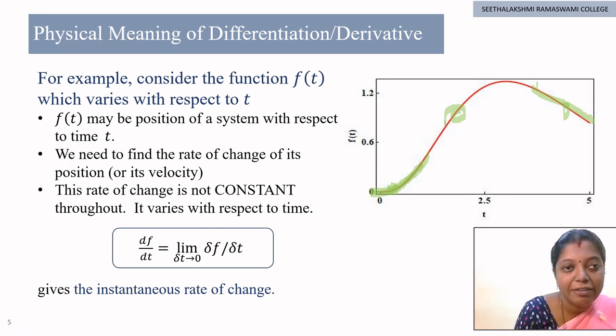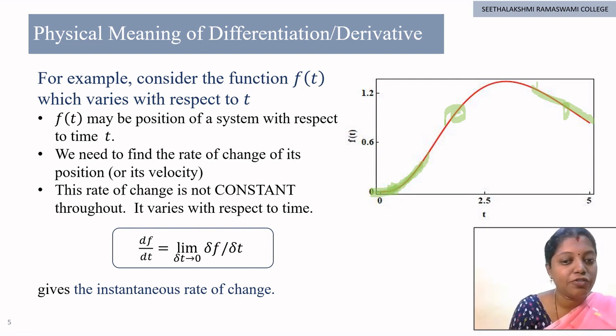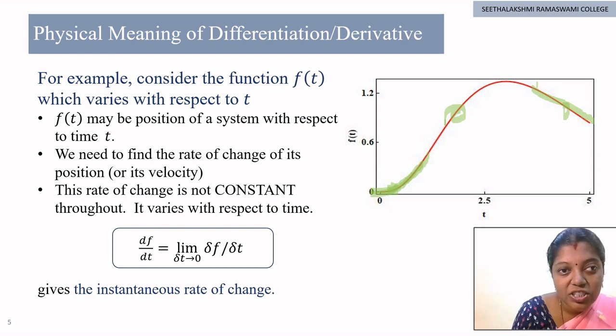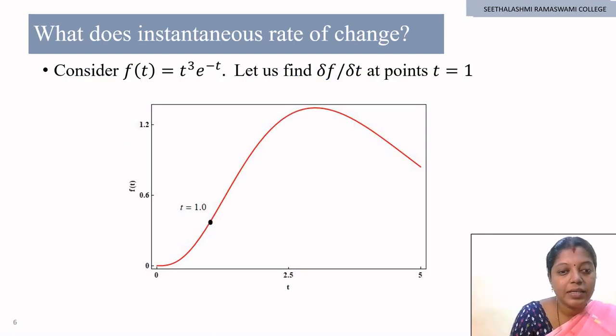so that results in df by dt. So df by dt, the differentiation of f, thus gives the instantaneous rate of change of the physical quantity. So what does differentiation mean? It represents the instantaneous rate of change of the physical quantity with respect to the variable t, with respect to any variable, but in this case the instantaneous rate of change of f with respect to t. So with this, we'll see an example.